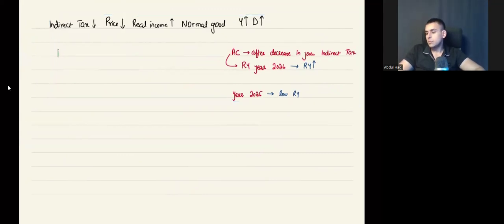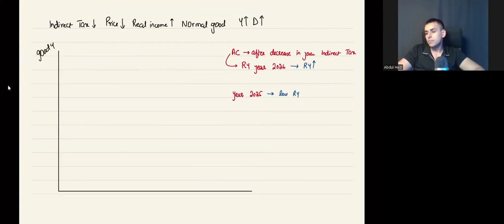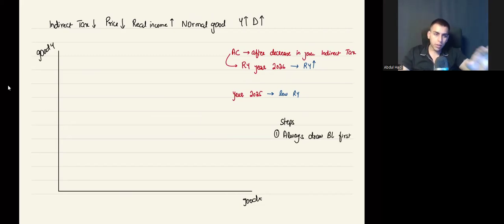Now, let's figure out the steps while we're at it. This is good Y. This is good X. I'm writing down certain steps that you need to follow to draw this diagram. The first step is to always draw budget lines first. Don't show the equilibrium. Don't draw the indifference curve. Always draw the budget lines first.